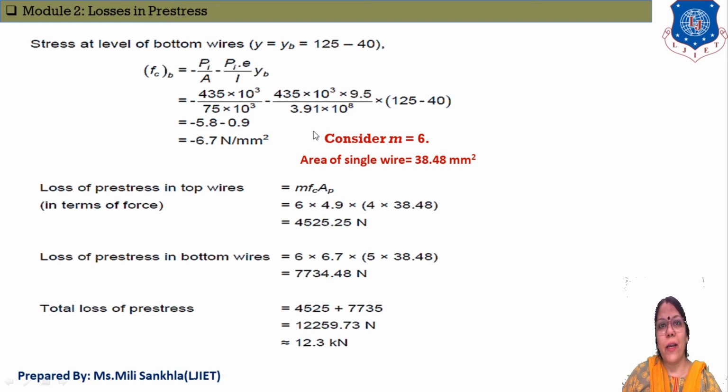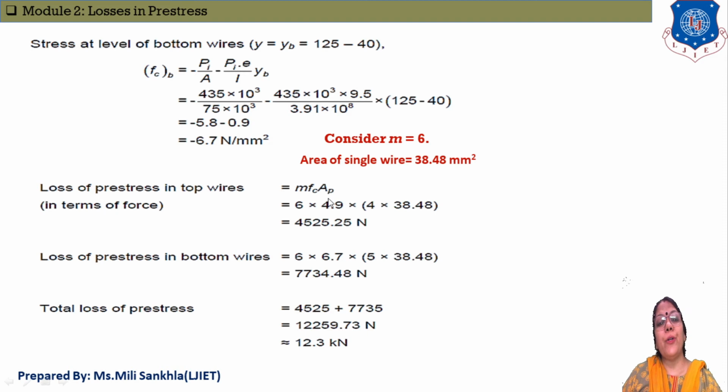This represents that the pre-stressing member is most probably subjected to compressive forces. Okay, M is equal to 6 and area of single wire is equal to 38.48, already given. Now, loss of pre-stress in top wire. First of all, we find out loss of pre-stress in top zone, that is equal to M FC into AP. M is equal to modular ratio 6, FC is equal to stress at top zone 4.9, into AP.